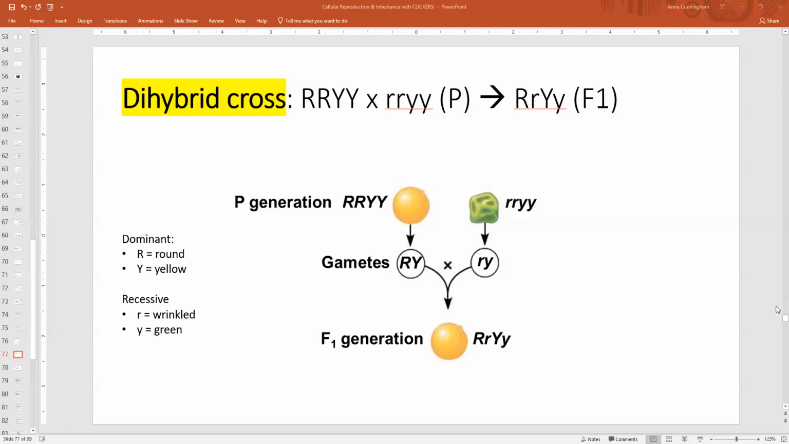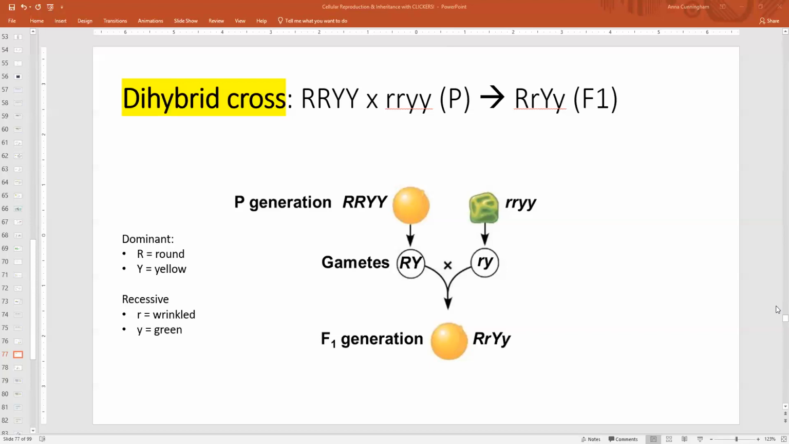Those are linked genes. So the reason we do a dihybrid cross is basically to ask ourselves, are these traits linked? Do they travel together? Or are they inherited independently of one another? Do they follow Mendel's hypotheses? So that's why we do it.